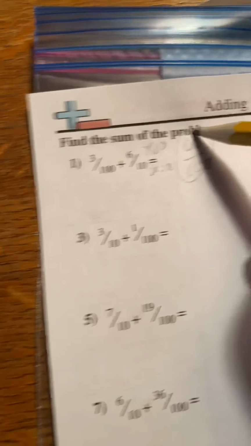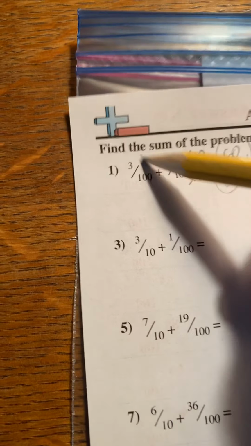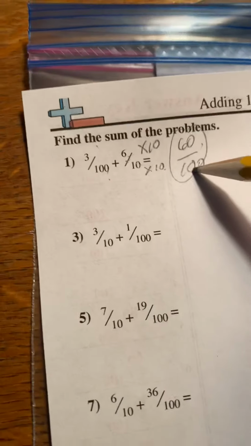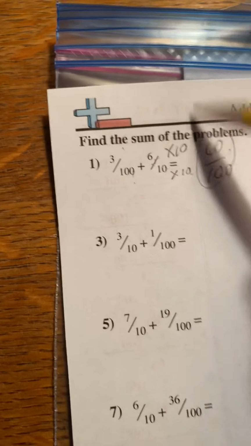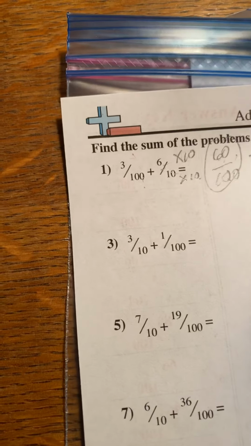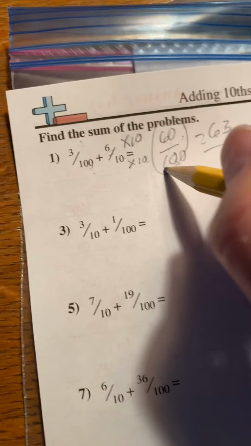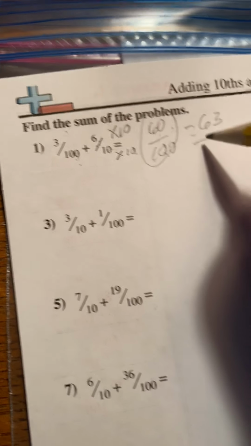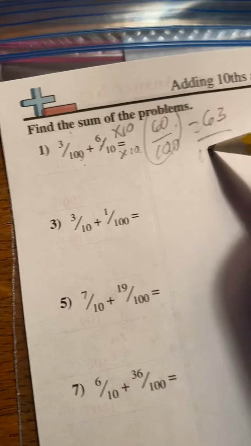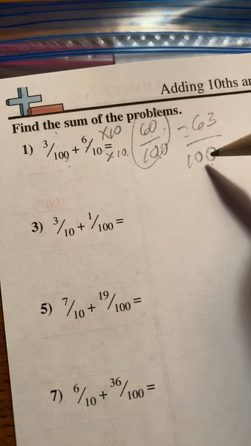Now that I've got my equivalent fraction that's 100 in the denominator, I can add the 3 hundredths to it. And we know when we add fractions together, we add the numerators. So 60 plus 3 is 63. Do we add the denominators? 100 plus 100 is 200? No, I hear you shouting that out loud and clear. I keep the denominator the same, so it's just 63 hundredths, okay?